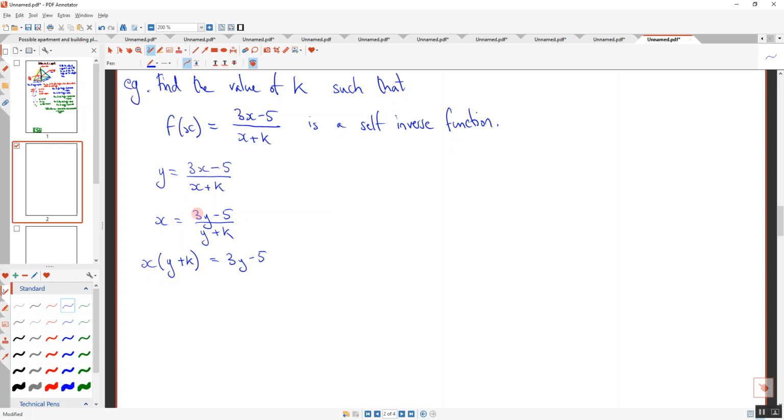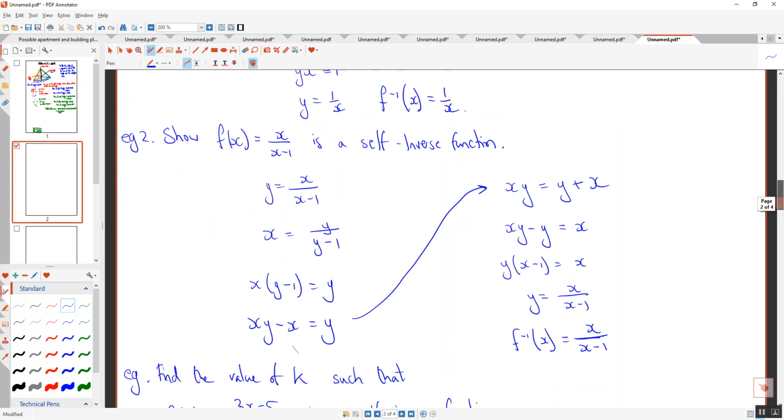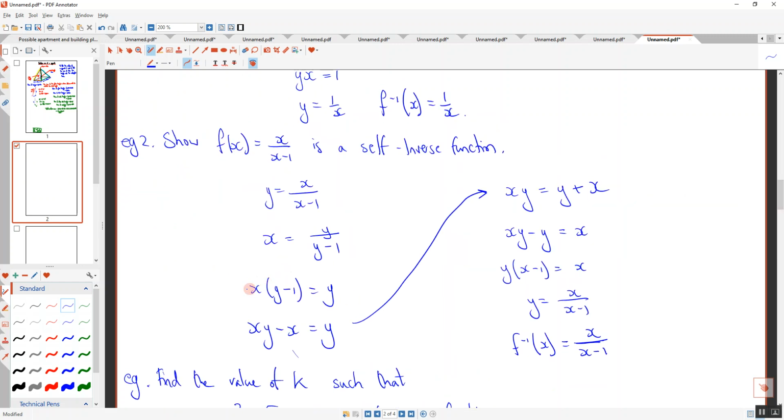I did a weird method, okay? I added 5 first here. It still worked. But, okay, let's not add 5 then. Our aim is to get the y by itself. It's the same as this previous one. When we did this one, what did I do at this point? Expanded, okay? Yeah. So I'm going to expand.